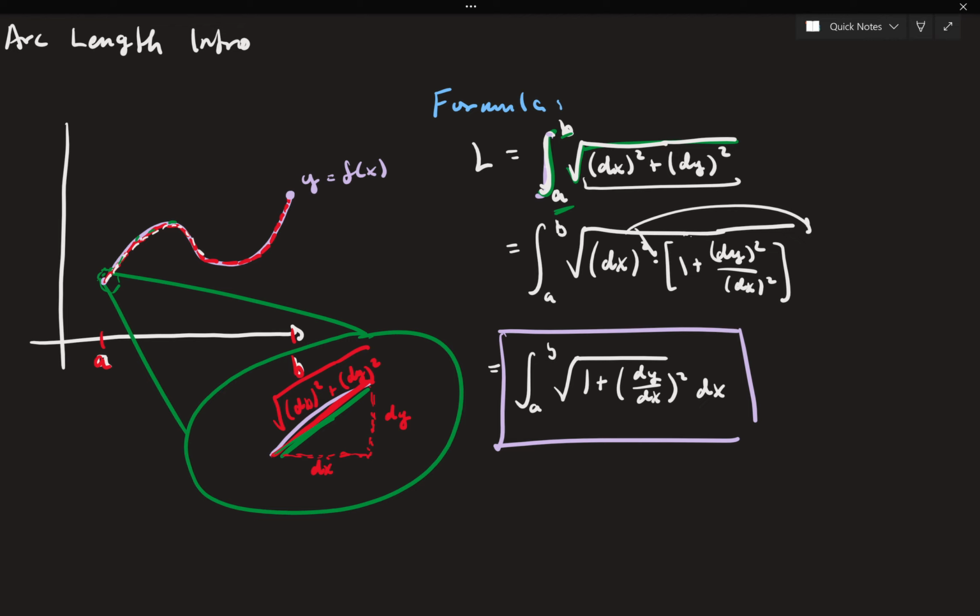So dy dx is just the derivative of the function. I take the derivative of the function, I square it, I add 1, take the square root. And that's basically it. The whole section is just a formula. The algebra can get messy, but apart from that, it should be pretty straightforward. And I hope this helped.